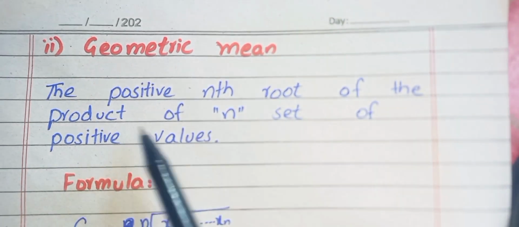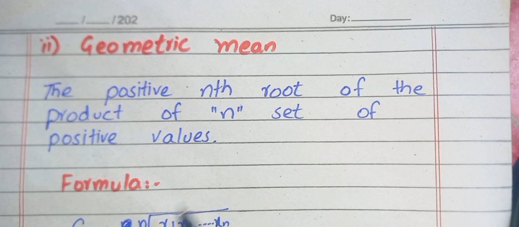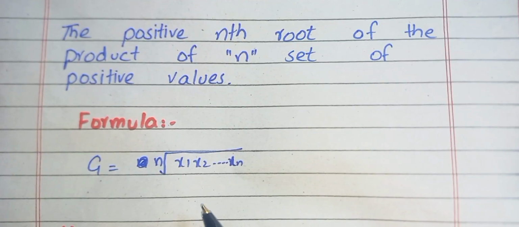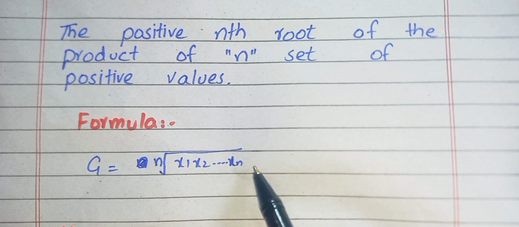Geometric mean. The positive nth root of the product of n positive values is termed as geometric mean. It is represented by the formula G is equal to the nth root of x1 multiplied by x2 up to xn.